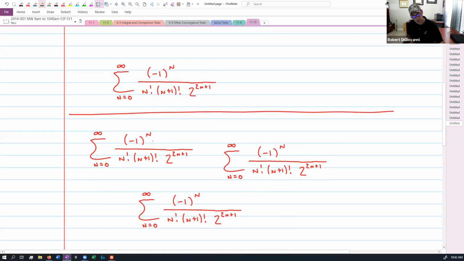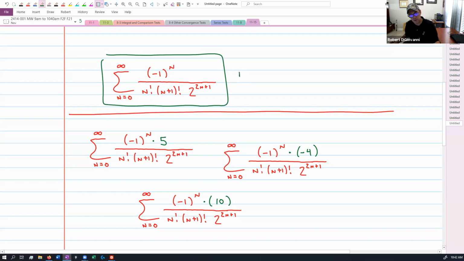If I were to plug a number in, like up top, if I were to put, let's say, the number 5 here, or if I put the number -4 here, or if I put the number 10 here, would that change your answer at all? So first do your ratio test. Tell me what happens, convergence or divergence. And then look at what happens if you were to add a constant out here. Would that change the answer or not? Would you still have convergence or divergence? Would it change?